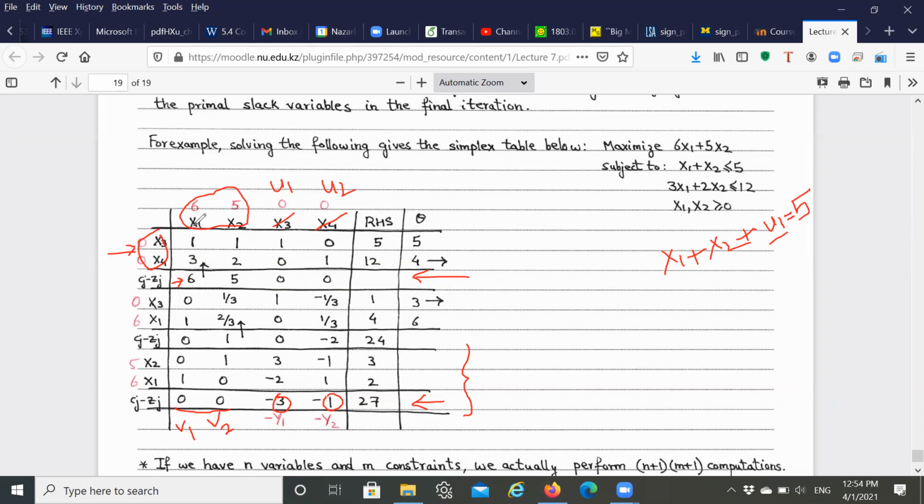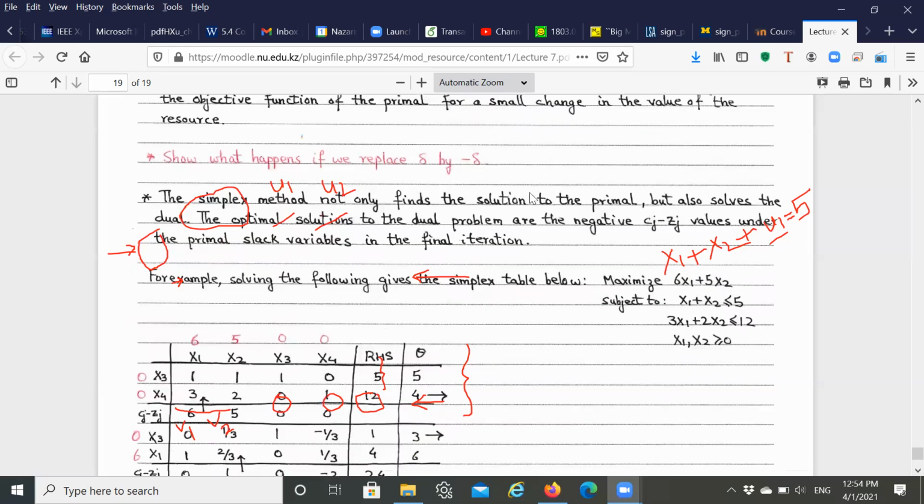So what I'm saying is that now in my final solution, x1 is 2, x2 is 3. So this is my optimal solution for my primal. I already got the z value, but I don't have to solve the dual again. Because if I look over here, the negative, I told you to pay attention to this, right?